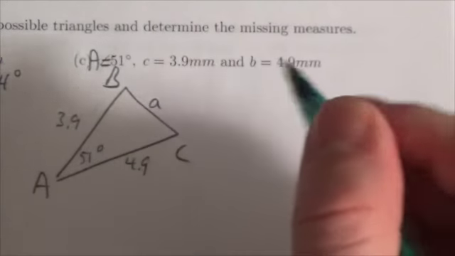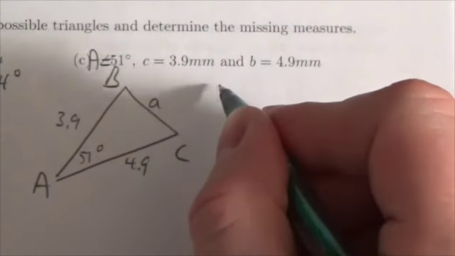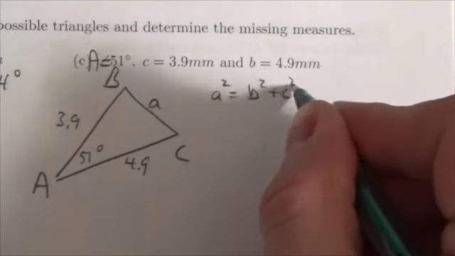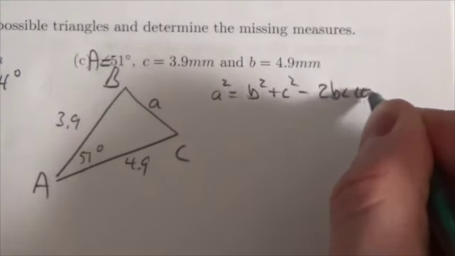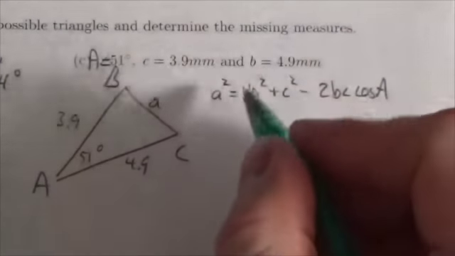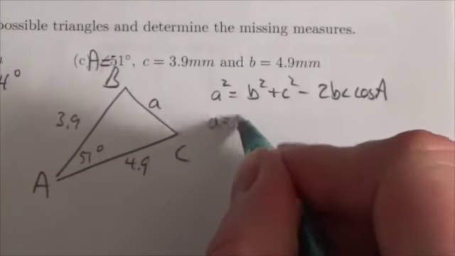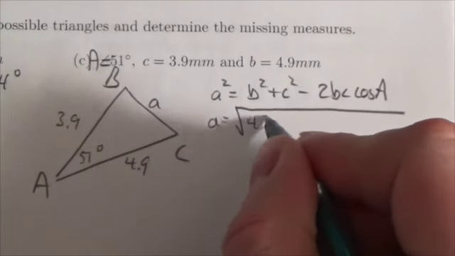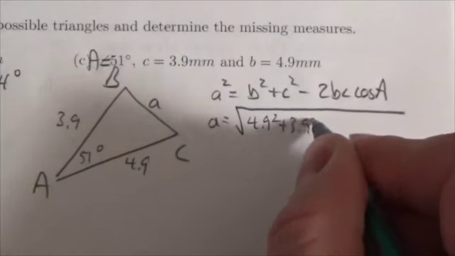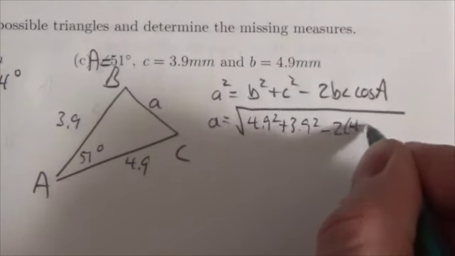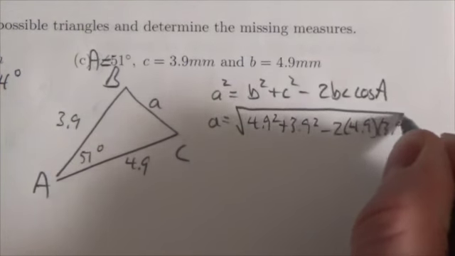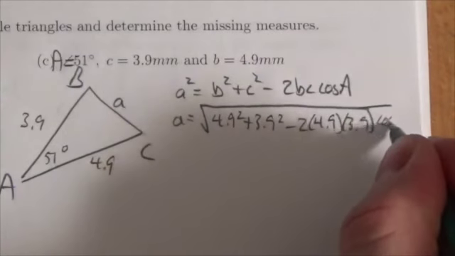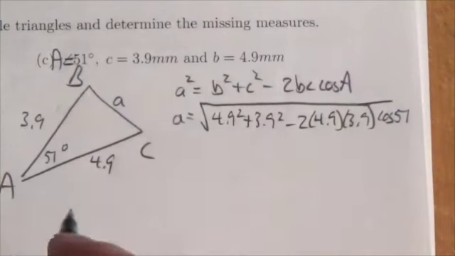So the very first thing I'm going to solve for here will be a, and a squared will be equal to b squared plus c squared minus 2bc cosine of A. And in this case, a will be the square root of 4.9 squared plus 3.9 squared minus 2 times 4.9 times 3.9 times the cosine of 51.